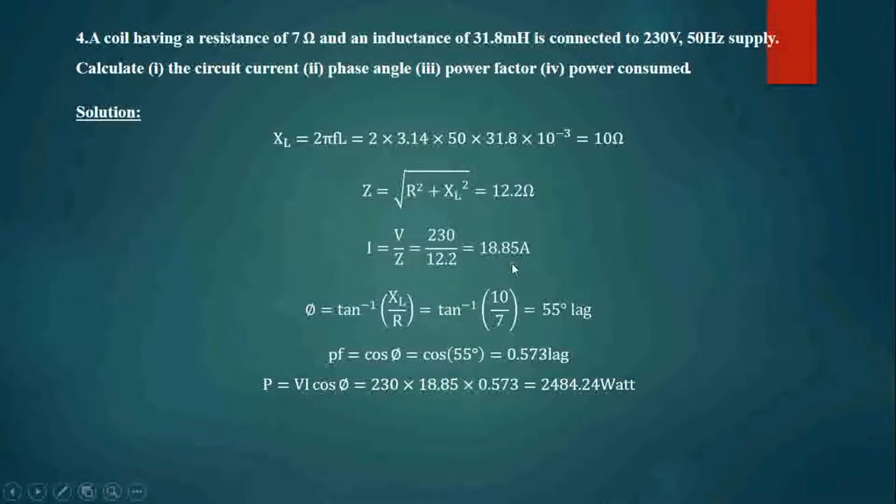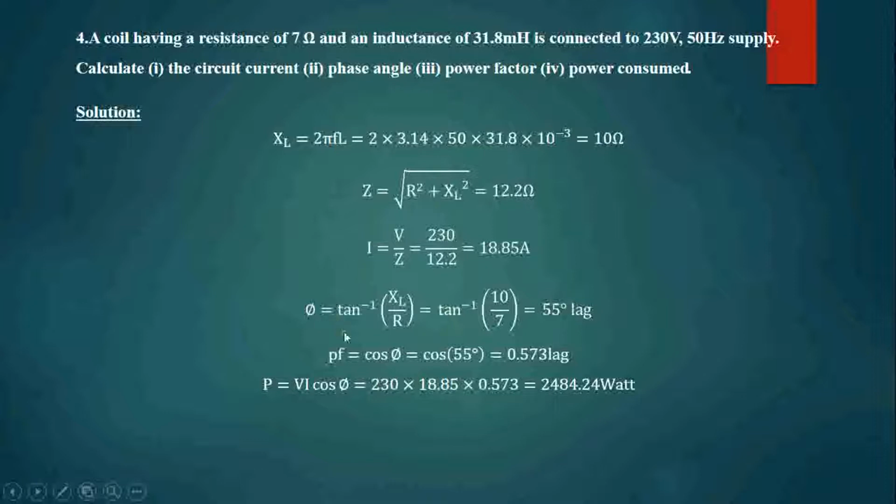by Z, 18.85 amps. The phase angle phi, tan inverse XL by R. In the RL series circuit, we have already seen that the power factor angle phi can be calculated using the formula phi is equal to tan inverse XL by R. So from this you will get the angle, lagging because it is an inductive circuit. Therefore the phase angle phi we got is 55.